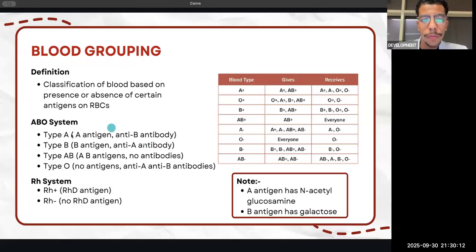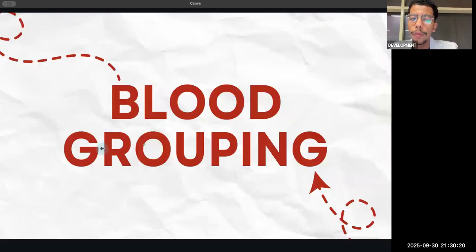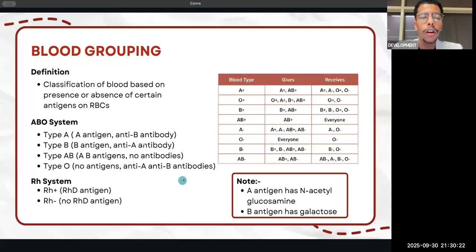So we have two systems, the ABO system and the RH system. ABO is basically what tells us this is type A or type B or type AB or O. And the RH system tells us whether it's positive or negative, based on an antigen called what? The RHD antigen. If the antigen is present, it's RH positive.